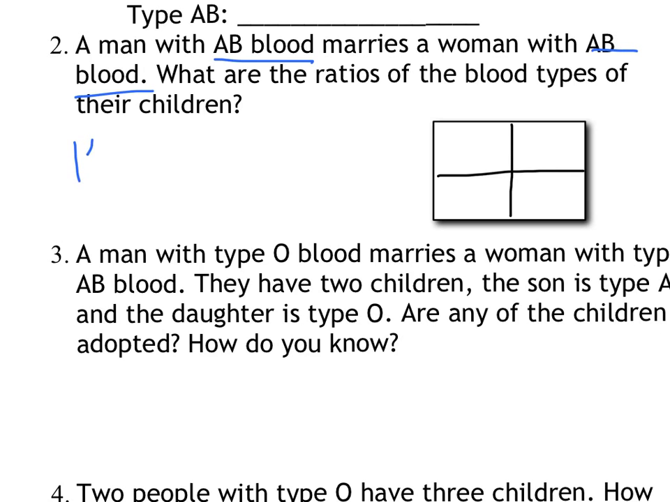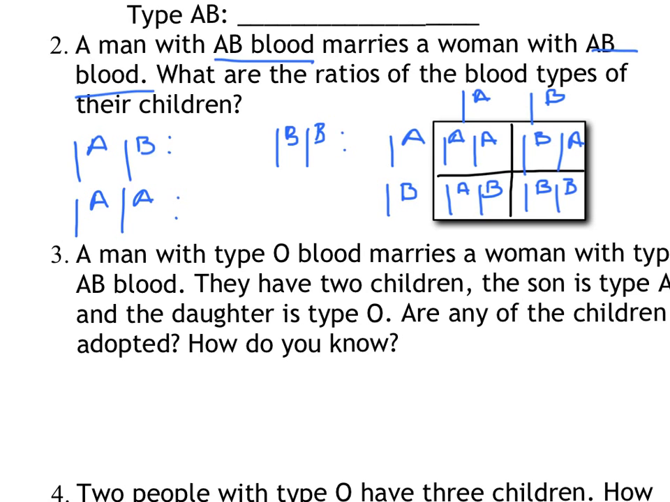A man with AB blood marries a woman with AB blood. So we know their genotype, IA, IB. Both of them have that genotype. What are the ratios of blood types of their children? Well, I filled in the Punnett square. For IAIB, for the AB blood type, we have 2. For the A blood type, we have 1. For the B blood type, we have 1. Again, 1 to 2 to 1.